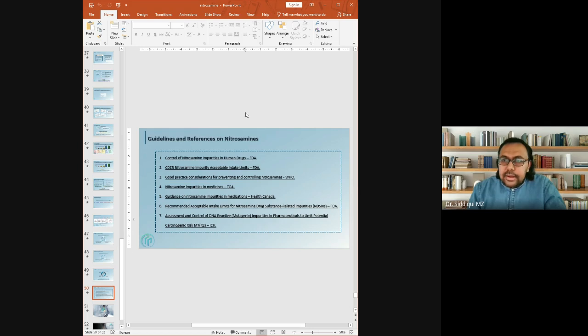And these are the guidelines on nitrosamine impurities. You can see the FDA guidelines, WHO, TGA, the Australian guideline, Health Canada. Recently, TGA published one revision in which they have incorporated more AI, acceptable daily intakes for the compounds, so we can check the latest guideline.